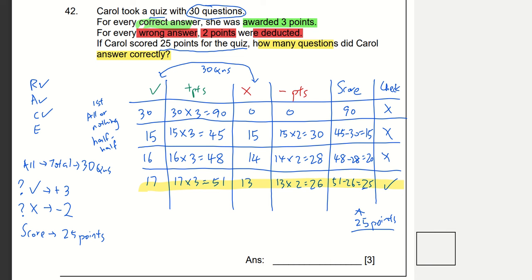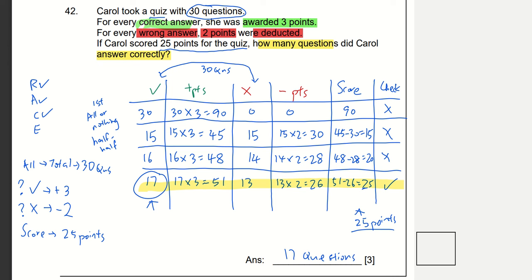And the question requests you to provide how many questions are right. So there is 1 mark for making at least one combination that was correct, involving, like I said just now, the total number of questions. And then 1 mark for making sure you get to the correct combination, and the final 1 mark goes to the correct answer. So in the end the number of questions that Carol answered correctly is 17 questions.